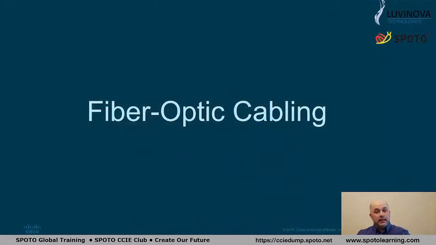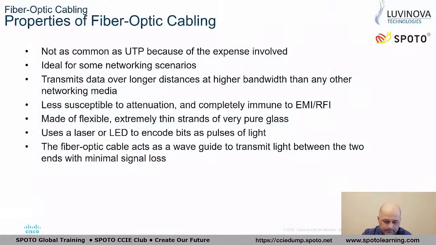Now, the latest one, which we are using these days, is fiber optics. Fiber optics is not as common as UTP because of the expense involved. It means fiber optic is very expensive, and it's used rarely and only on certain occasions. It's ideal for networking scenarios that transmit data over longer distances. We can use fiber optic to transmit our data in a wide area network where there are large distances between the devices.